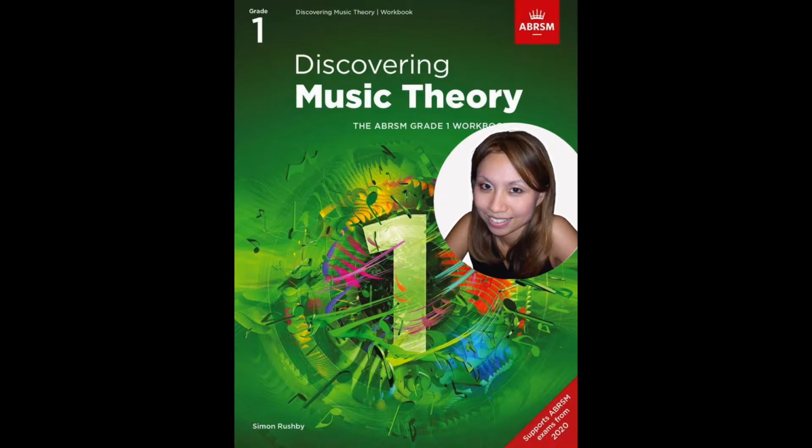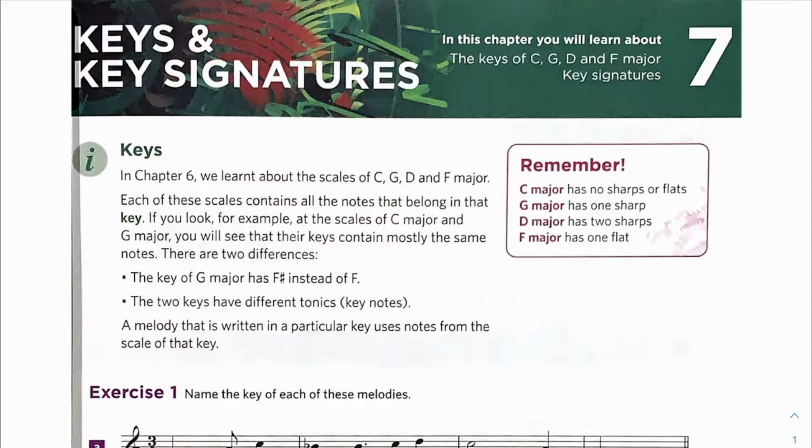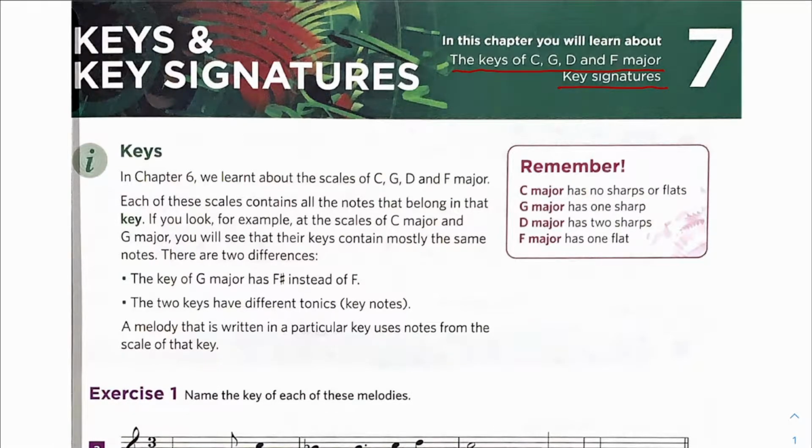Today we will go over Chapter 7 of Grade 1 in the new ABRSM workbook series Discovering Music Theory. Chapter 7 is on keys and key signatures. In this chapter, you will learn about the keys of C, G, D, and F major, as well as key signatures. Keys. In Chapter 6, we learned about the scales of C, G, D, and F major.